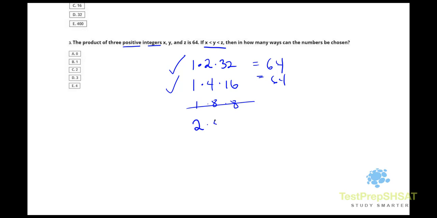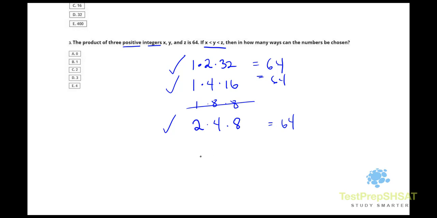2 times 4, which gives me 8, and then 8. That will work as well. 2, 4, and 8 equals 64, and they are distinct factors. Okay, well, what else could I do? Then I could go up to 2 and 8, and no, then I'd have to go down to 4, which is basically the same thing. So it looks like I'm done.